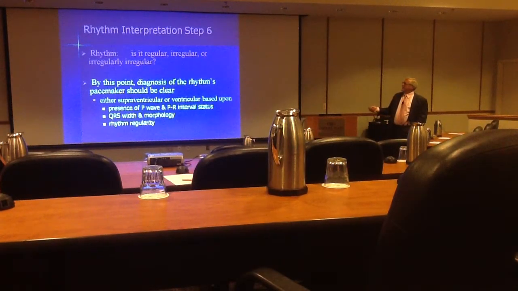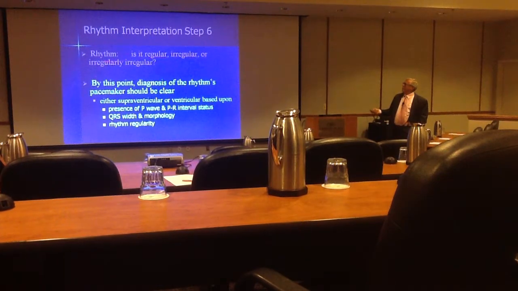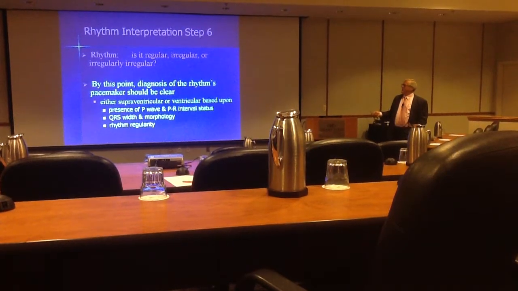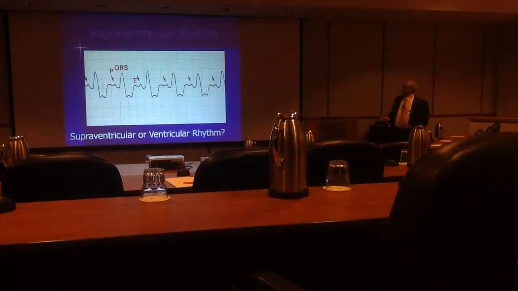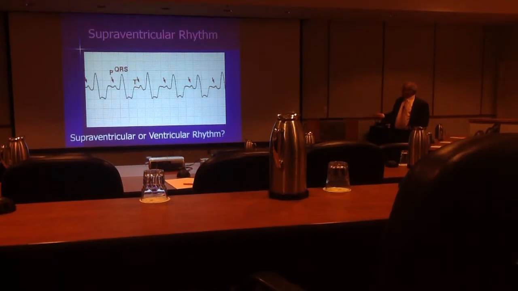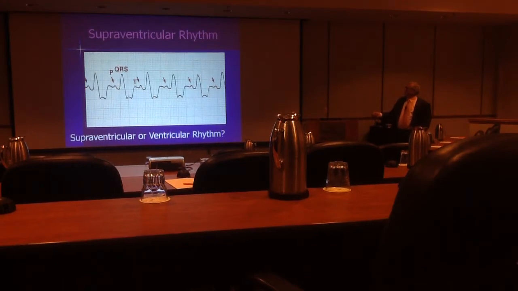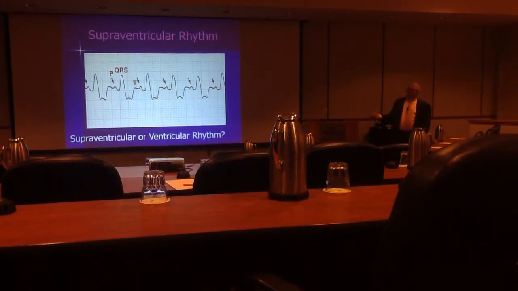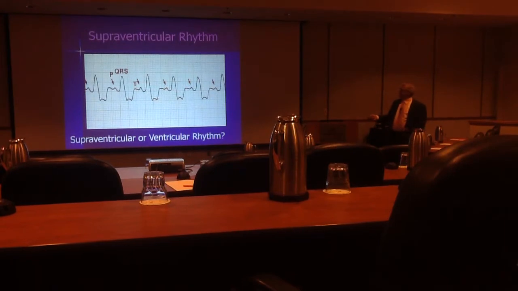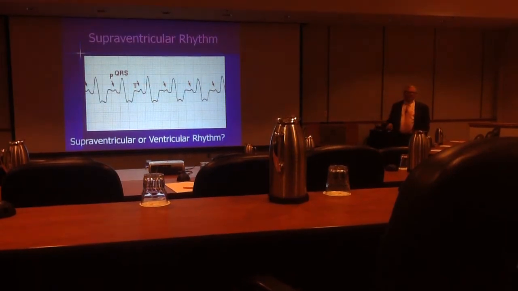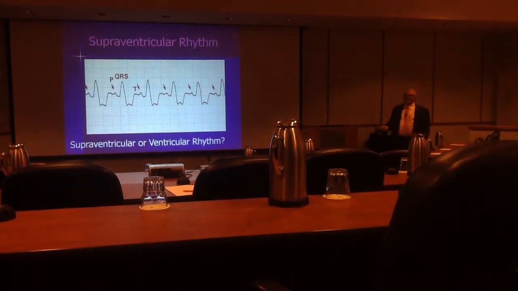And then finally, is the rhythm regular or irregular? By this time, you should have enough information to come up with a diagnosis. So when you look at something like this, the first thing you say is, wow, that's a pretty regular rhythm. But then you look at those QRS complexes and you say, ooh, that's not good. They're wide. Is this ventricular tachycardia?